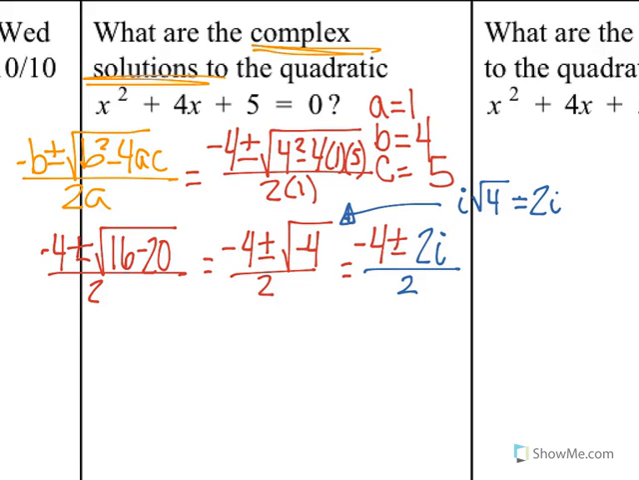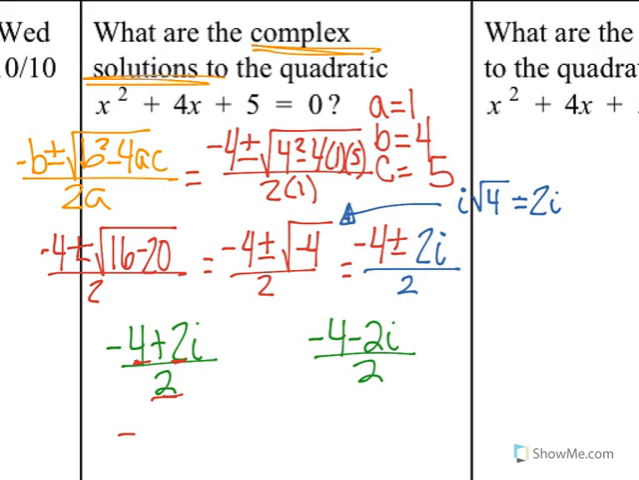So here we are going to have our two equations. We're going to have negative 4 plus 2i over 2 and negative 4 minus 2i over 2. Now we can actually divide this because 4 and 2 are both divisible by 2. So 4 divided by 2 is 2, so we have negative 2 plus, and then 2 divided by 2 is 1, so just 1i, or i, and this is one of our solutions.